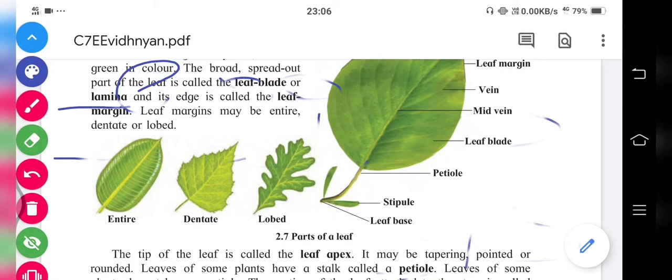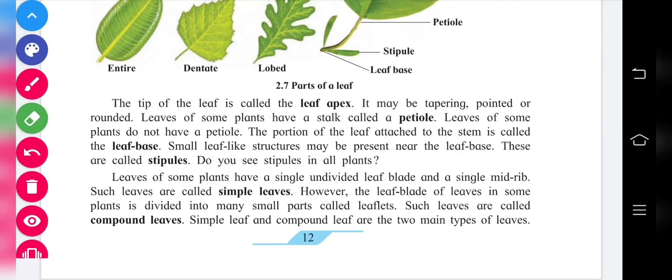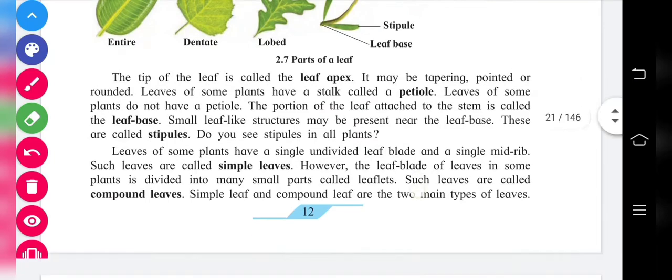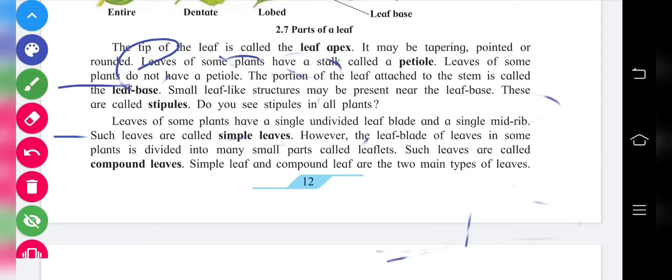So every plant does not have the stipule. Okay, the tip of the leaf. Do you see the stipule in all plants? Tell me that answer. You can observe the plant leaves near your location, and you can observe whether every plant leaf has the stipule or not. Yes. Okay, so according to your observation you can answer me.